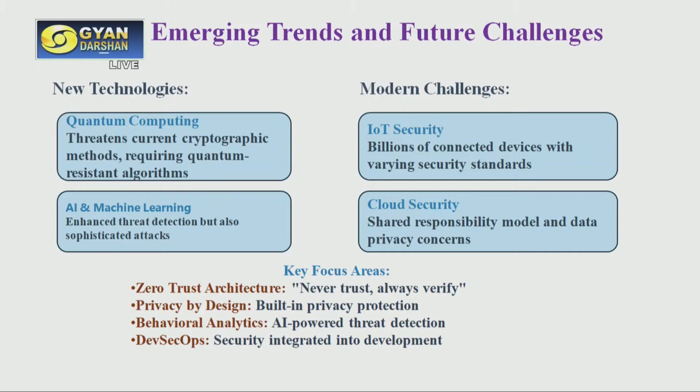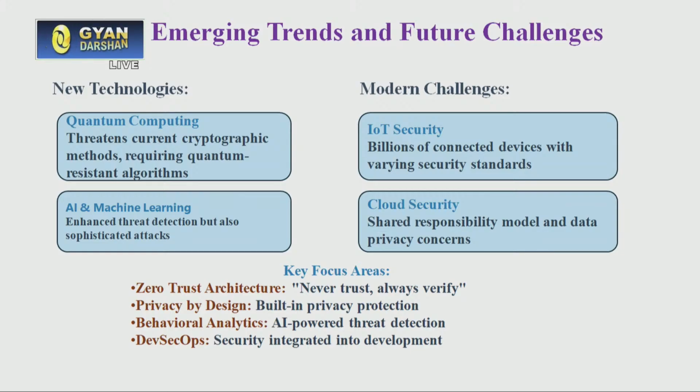It means never trust, always verify. Don't trust anybody, always verify, and provide least privileges unless they are administrators. Even administrators are given least privileges. Privacy by design means built-in privacy protection should be deployed in applications. Behavioral analytics is important: AI-powered threat detection, where how the application is behaving can be judged easily by AI-powered systems. And DevSecOps means development.